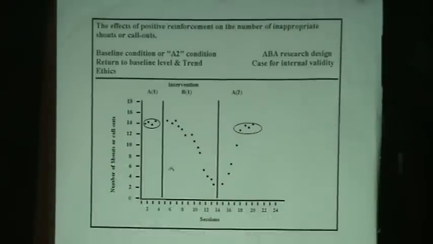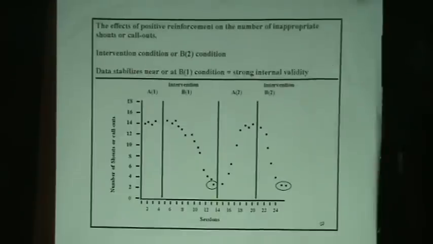And researchers could stop here and could make a pretty good case for internal validity. However, there is an ethical problem here. How ethical is it to leave a participant in a non-therapeutic state? In other words, in an environment that is non-therapeutic, just because we wanted to see if this positive reinforcement would work. So we put in the second B condition.